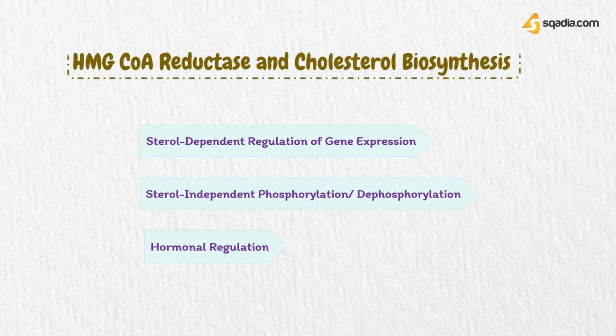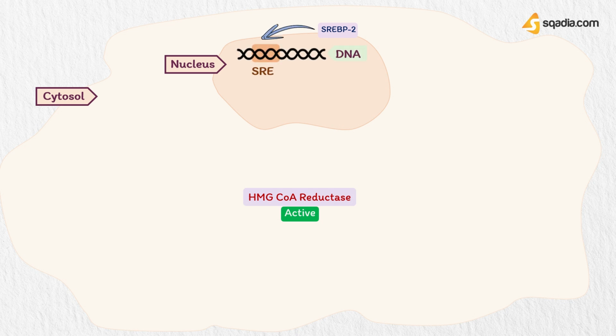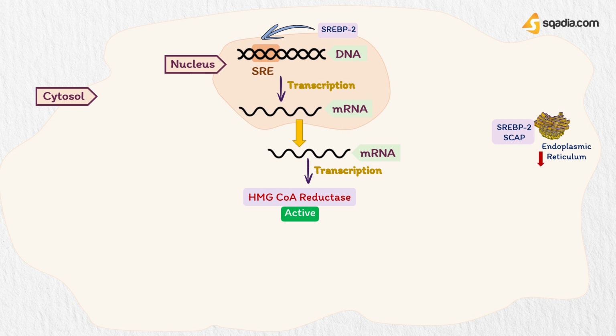First role is sterol-dependent regulation of gene expression. Expression of the gene for HMG-CoA reductase is controlled by the transacting factor, sterol regulatory element binding protein 2, or SREBP2, which binds DNA at the cis-acting sterol regulatory element, or SRE, upstream of the reductase gene. Inactive SREBP2 is an integral protein of the SER membrane and associates with a second SER membrane protein, SREBP cleavage activating protein, or SCAP.